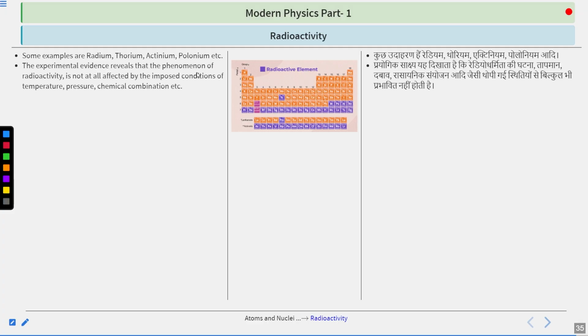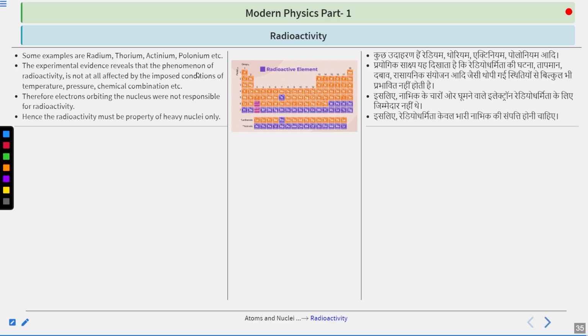Experimental evidence reveals that the phenomenon of radioactivity is not at all affected by imposed conditions of temperature, pressure, chemical combination, etc. Therefore, electrons orbiting the nucleus are not responsible for radioactivity. Hence, radioactivity must be a property of heavy nuclei only.